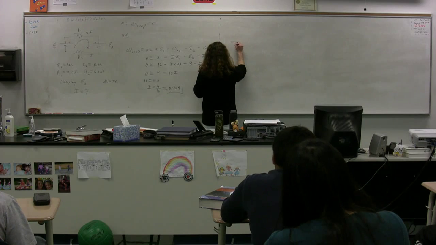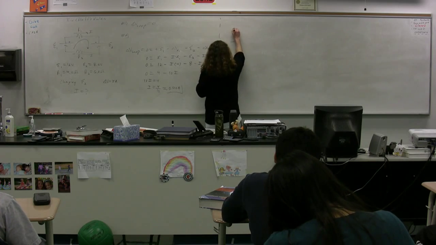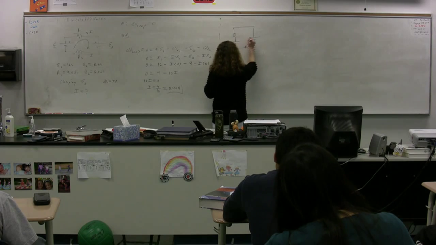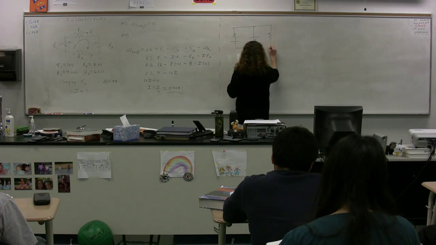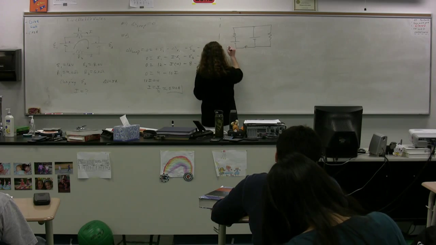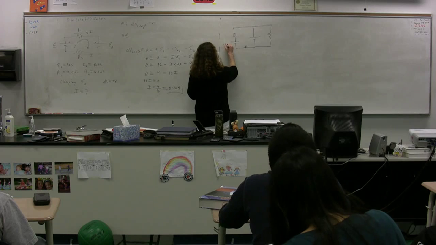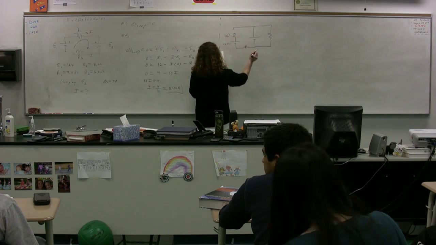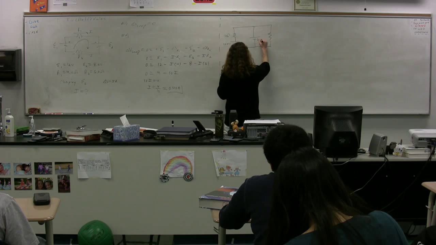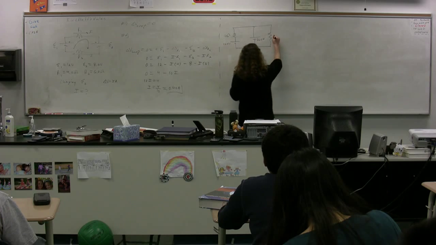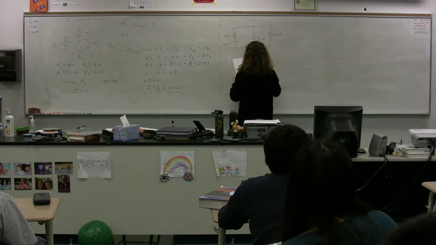Here we have a battery, a resistor, a second battery, and another resistor, and another resistor. This is going to be a 10-volt battery. This is going to be a 1.0 ohm resistor. This is going to be a 20.0 volt battery. This is a 2.0 ohm resistor, and this is a 3.0 ohm resistor.